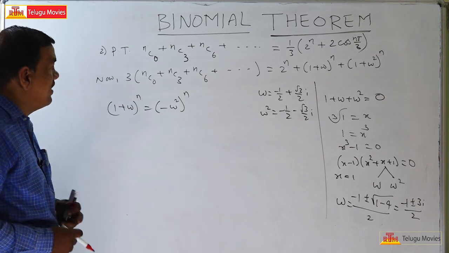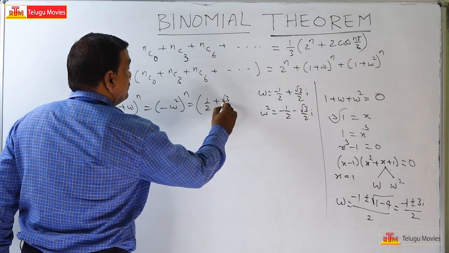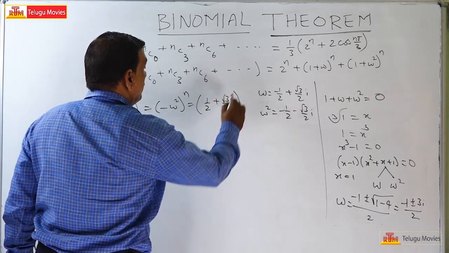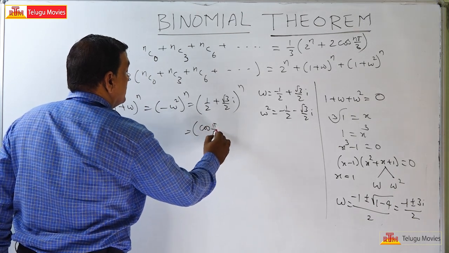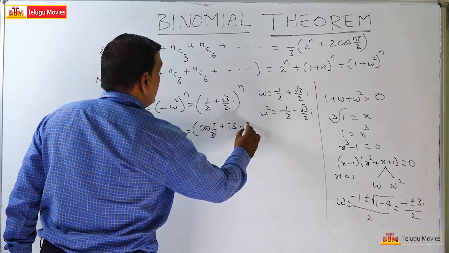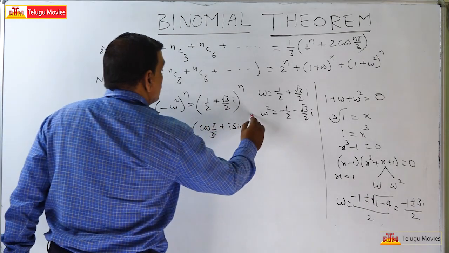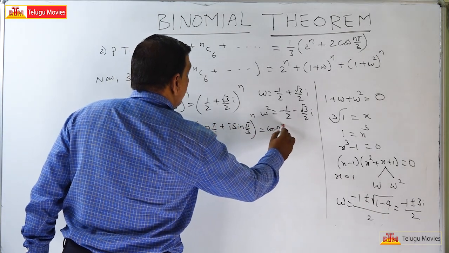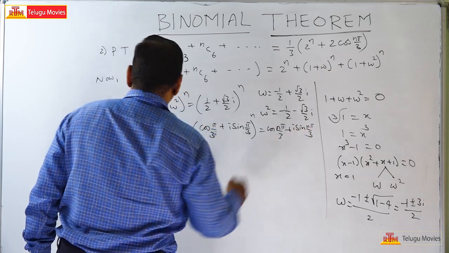Now, we want the value of minus omega square. Minus omega square means what? This is equal to (1 by 2 plus root 3 by 2 i) whole power n. So, this is equal to (cos pi by 3 plus i sin pi by 3) whole to the power of n. So, this is equal to cos n pi by 3 plus i sin n pi by 3.